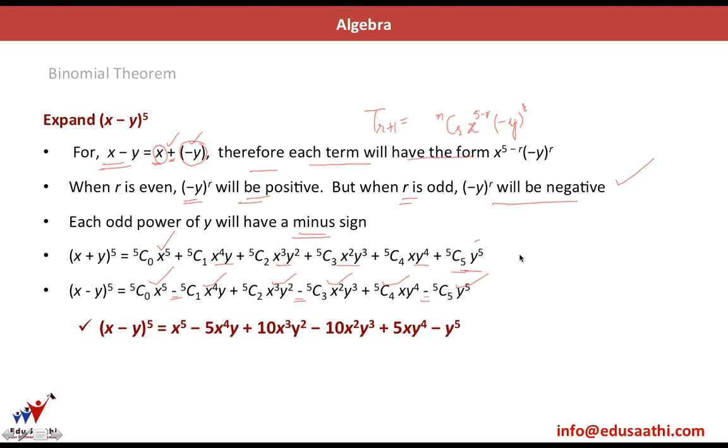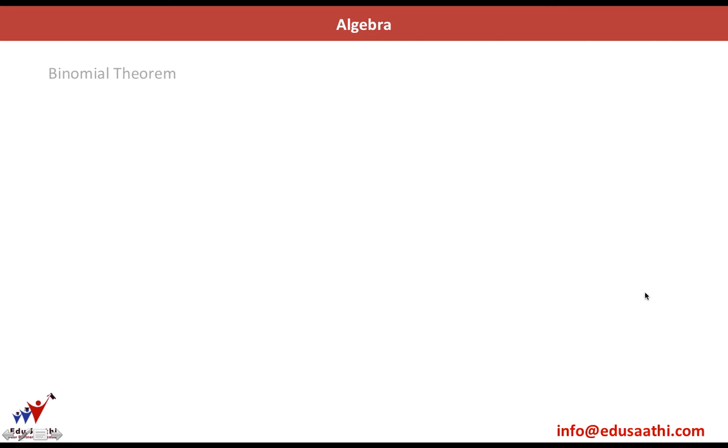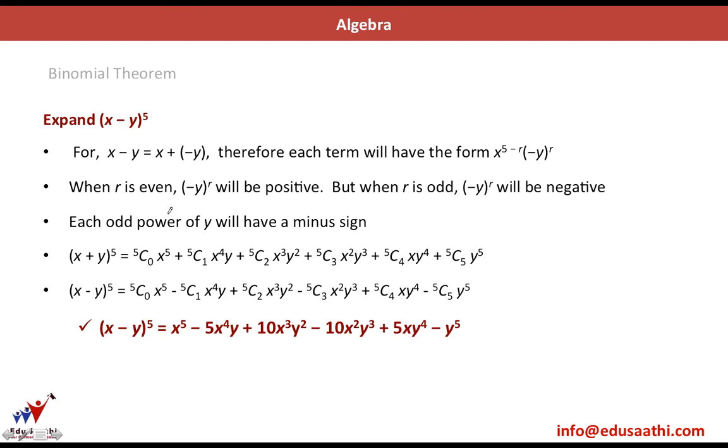If you further solve the values for 5C1, 5C2, 5C3, 5C4 and 5C5, you will get the expansion of x minus y raised to power 5 as x raised to power 5 minus 5x^4y plus 10x^3y^2 minus 10x^2y^3 plus 5xy^4 and minus y raised to power 5. There will be 6 terms because the value of n is 5. So there will be a total of 6 terms in the expansion of x minus y raised to power n. Another thing to note here is the symmetry.